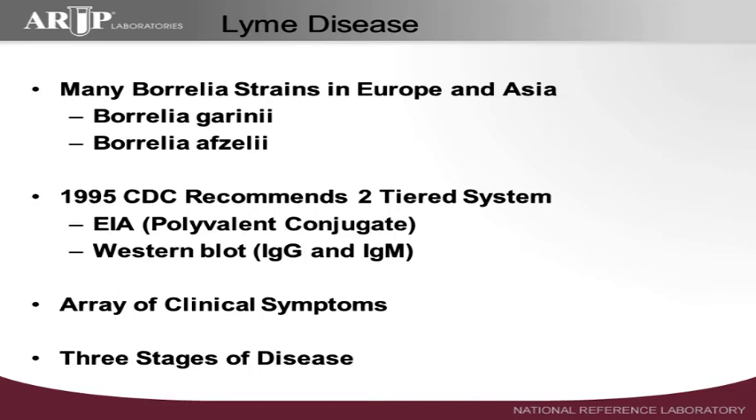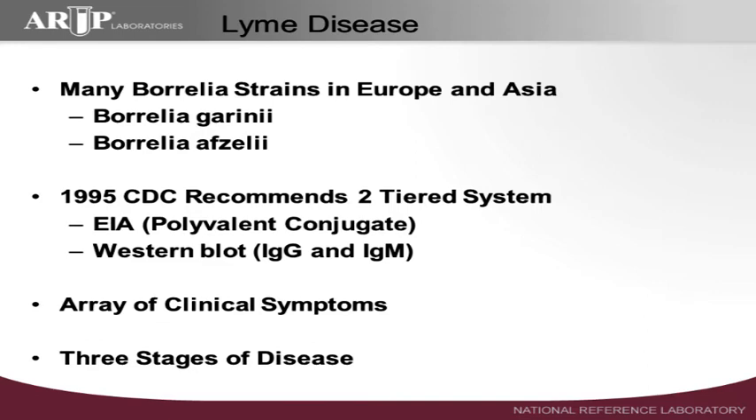So they created and recommended this two-tier system, which they have today, which we do our testing in our laboratory at ARUP. And it is an EIA, a polyvalent conjugate, and a Western blot, IgG and IgM, and we'll get over that in a little bit more detail in the lecture.